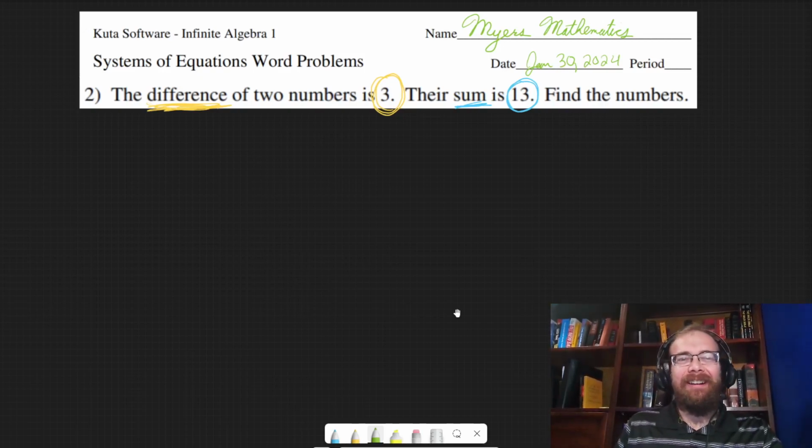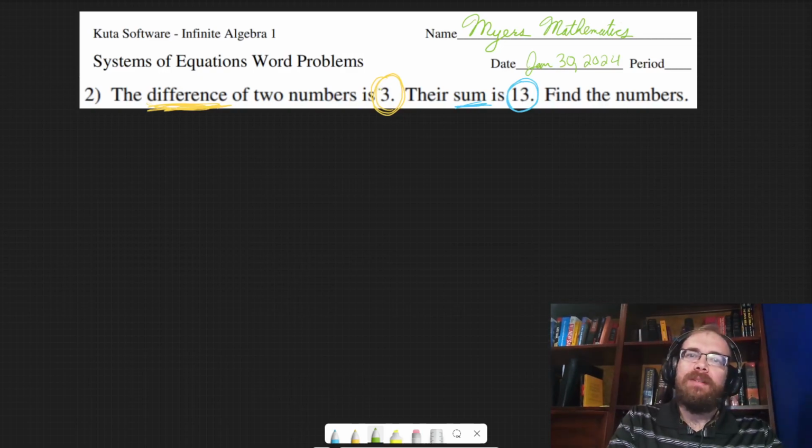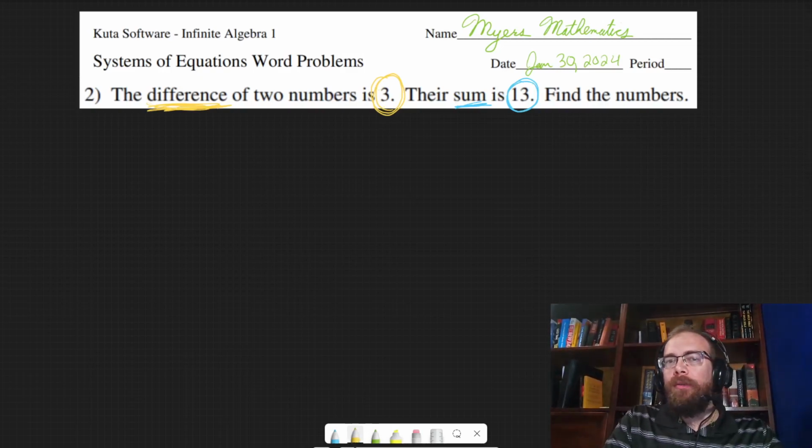And we're working on number 2 of the systems of equations word problems. So I already did a little bit of note taking here. The difference of two numbers is 3. Their sum is 13. It doesn't matter what you call the two numbers, but since you don't know what they are, you can't just guess.